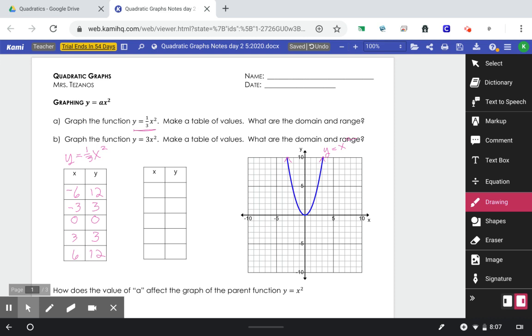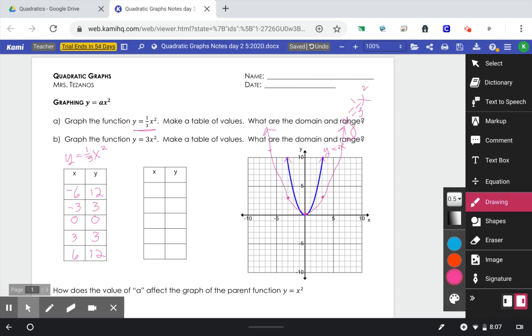Okay, so now I'm going to plot these points. So 0, 0, 3, 3, and then I know -3 was 3 also, and 6 and 12 is going to be probably right about here, and -6 is right about there. So graph goes up like this, goes up like this, and this is y equals 1/3 x squared.